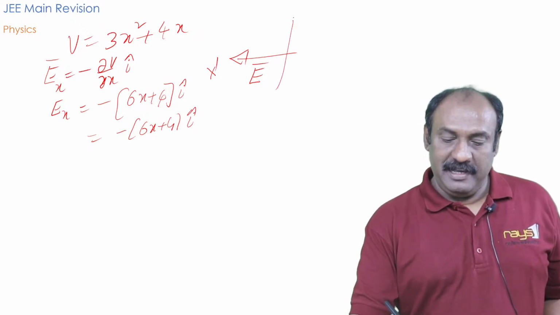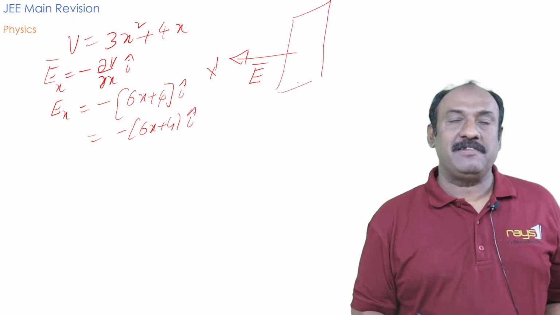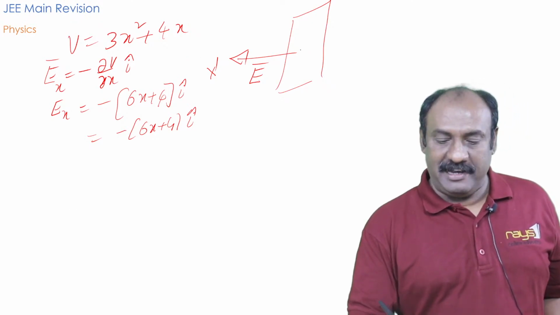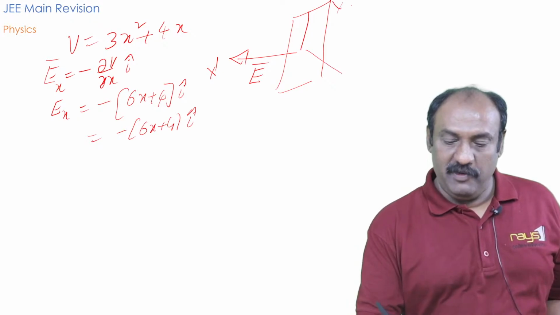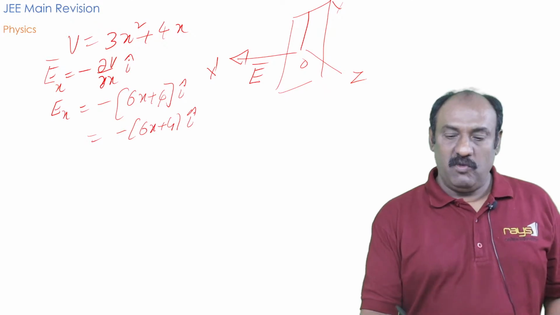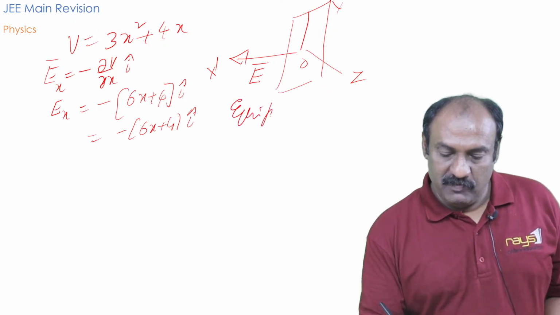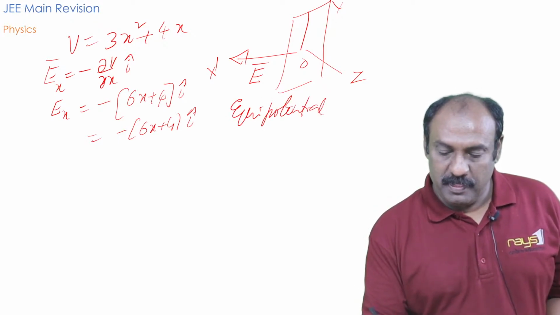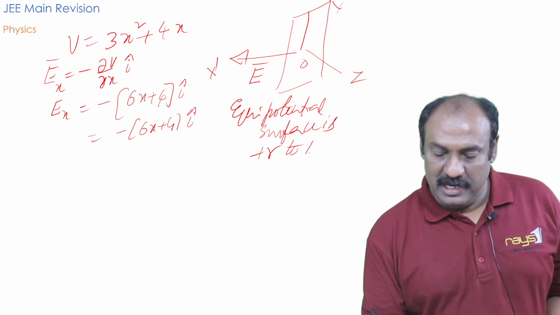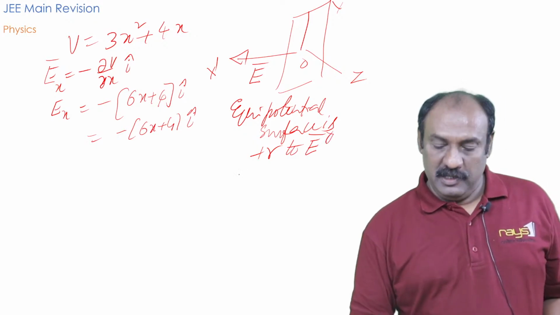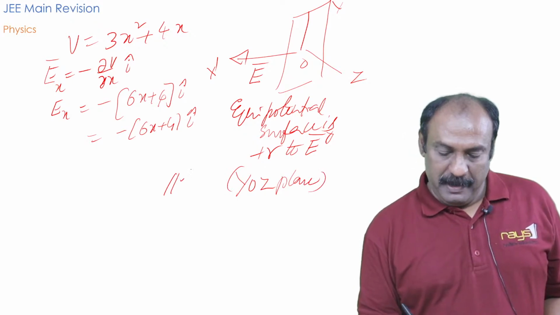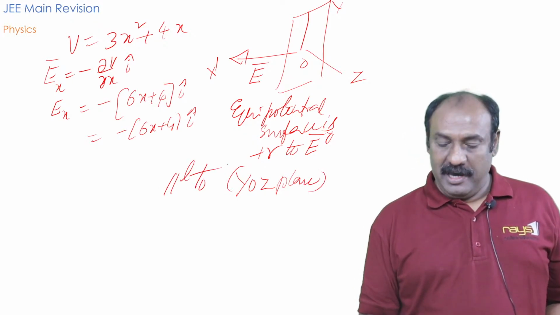So compulsorily the equipotential surface must be perpendicular to the negative x direction. So compulsorily it must be the YOZ plane. The equipotential surface is perpendicular to the electric field vector. Therefore it lies in the YOZ plane, so indirectly parallel to the YOZ plane or in the YOZ plane.